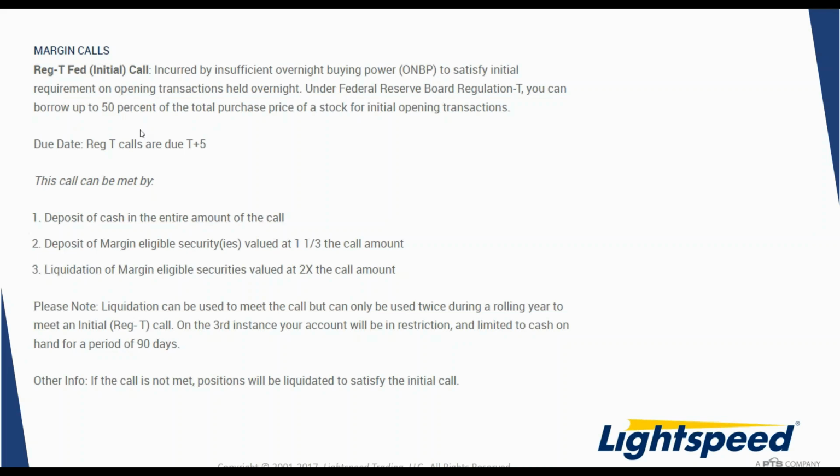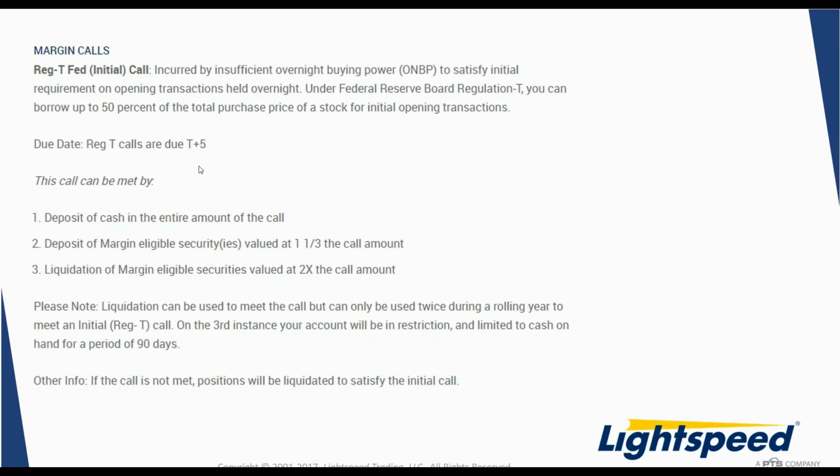Essentially, with my $25,000 account, I could hold $50,000 of stock. If I exceed the $50,000, then I'm going to create that initial call. So any amount above 50,000 is going to create a call. So if I have 60,000 that I'm holding overnight, that additional 10,000 is what creates the call. So I'm going to receive a margin call for $10,000.